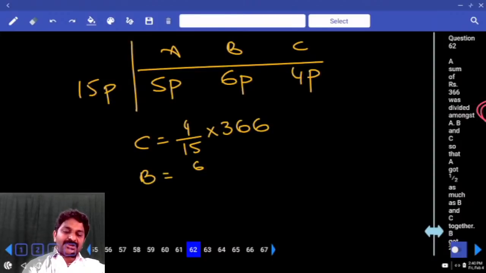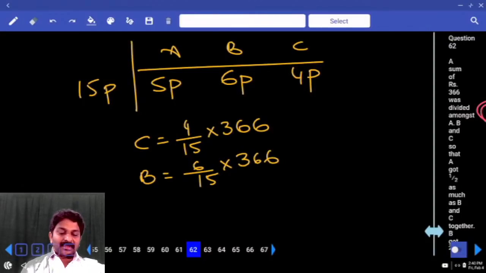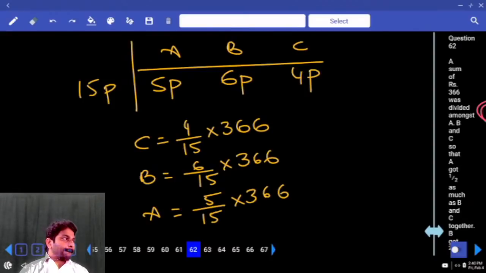From here also you can do it. B is getting 6 parts out of 15 among 366. A is getting 5 out of 15 among 366. Okay? Right.